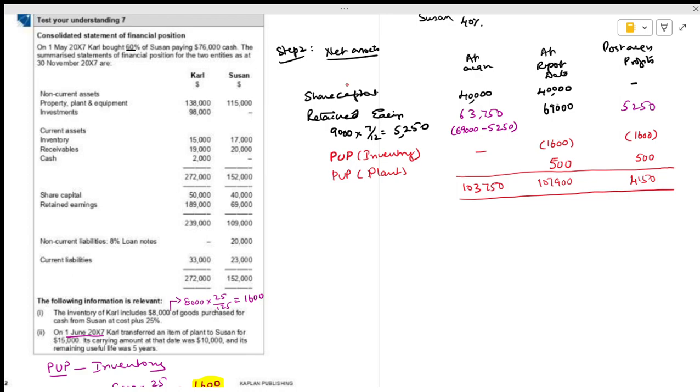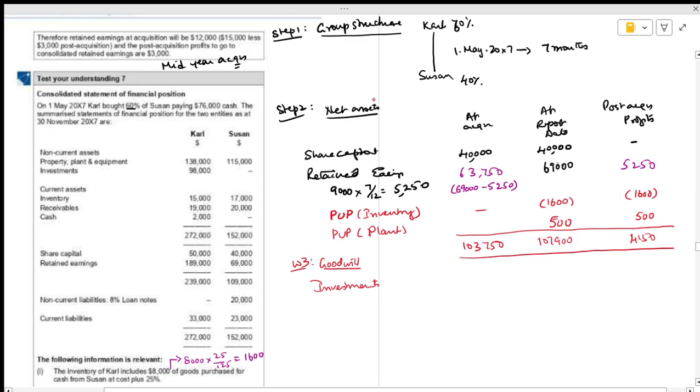Okay. Next. Working 3. Goodwill. Investment is how much? They paid 76. They gave me 76,000 in cash. Something is there, they have taken a loan, we will see that. NCI is how much?